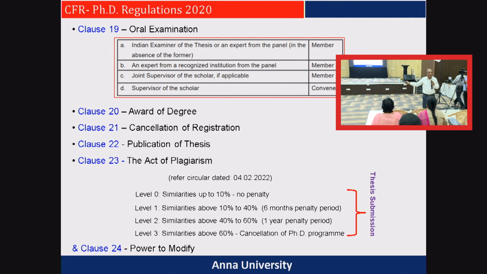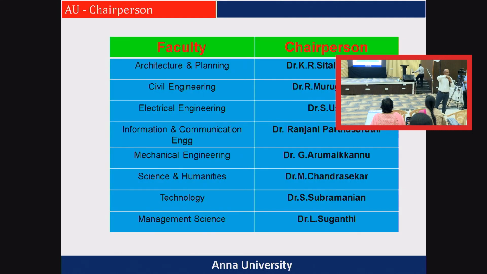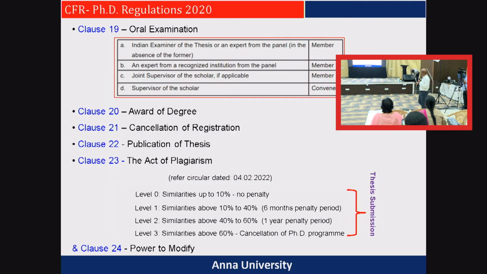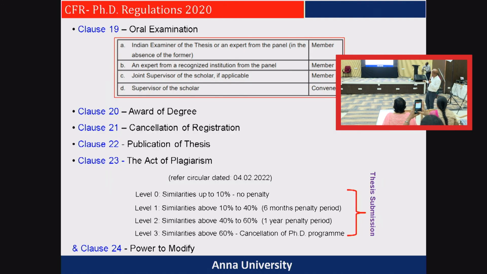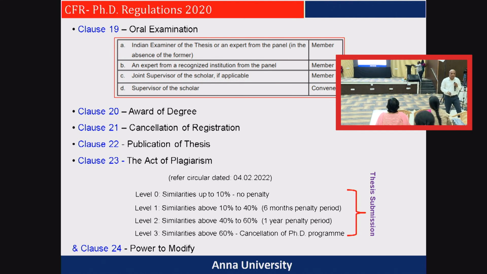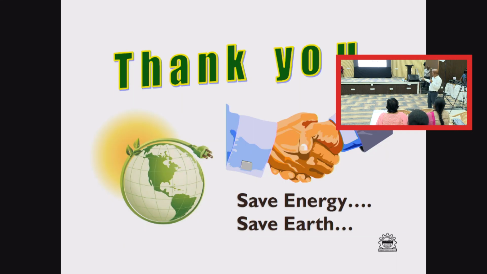As per the circular, there are 4 levels of plagiarism. 0 means you are in the safe limit. Level 1 is 10 to 40, level 2 is 40 to 60. If your thesis contains plagiarism of more than 10 and less than 40, we return your thesis and you have to wait for 6 months. During that time you must modify your thesis and submit it after 6 months. Likewise, this circular deals with plagiarism. You go through it.